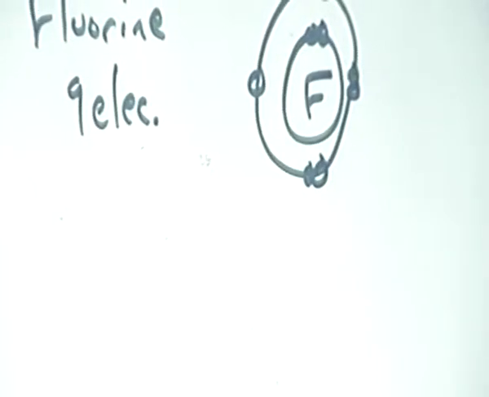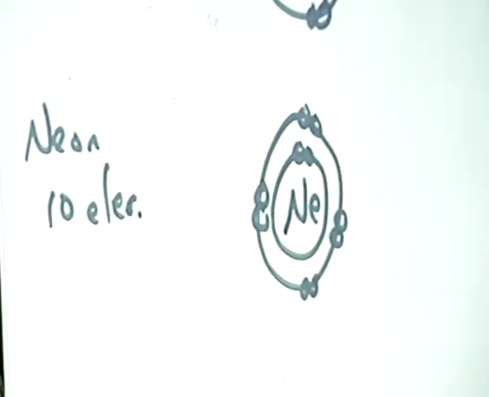And then finally, one more example. We go to neon. We have 10 electrons. And neon then is going to have 2, 3, 4, 5, 6, 7, 8, 9, 10. It's nice and filled up.